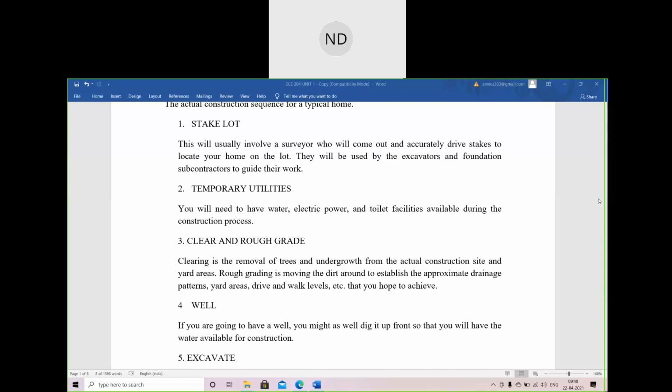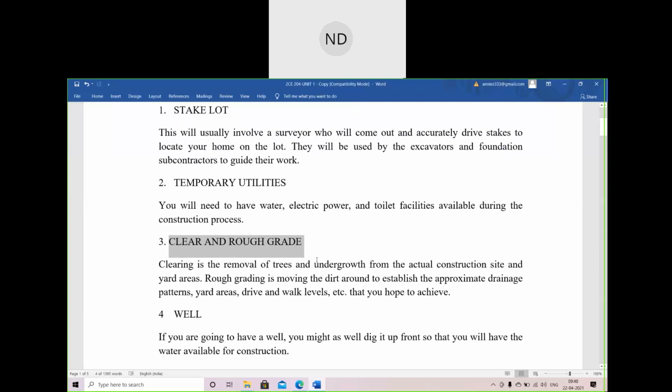Okay, you explain this thing, clearing and rough grade. What is this next sequence after your temporary utilities? Just read and then tell what you understood to your friends and to me also. Clearing is the removal of trees and undergrowth from the actual construction site and yard areas. Rough grading is moving the dirt around to establish... Your voice is too low, Ginmon. We are not able to hear much.